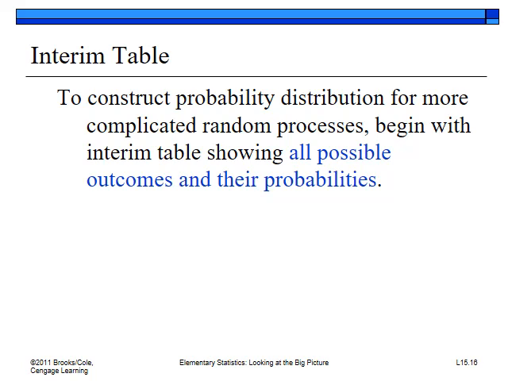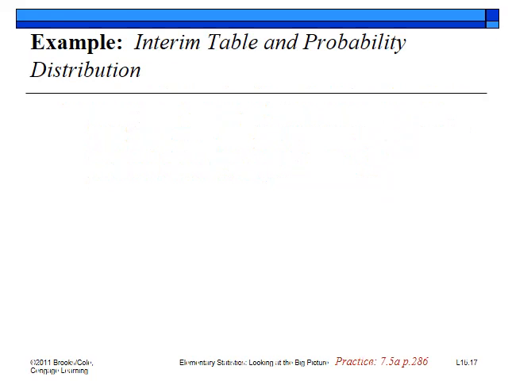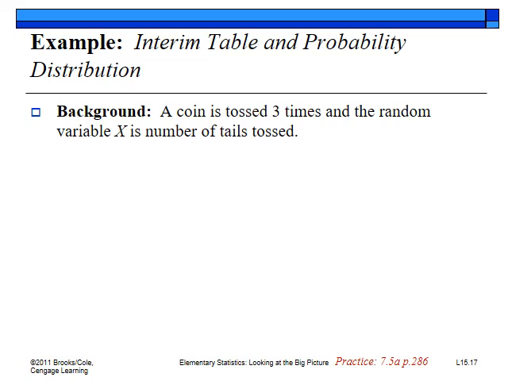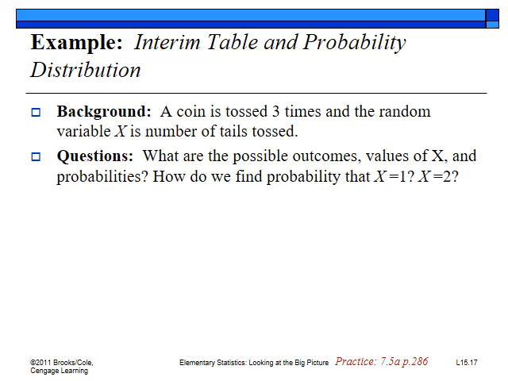For complicated processes, it's sometimes easier to break down the process into smaller, simpler bits and list the probabilities of each. We call this process creating an interim table. Let's look at an example of creating an interim table. Let's say that our random variable, x, is the number of tails we toss when the coin is tossed 3 times. What are the possible outcomes? What are the corresponding values of x? And what are the probabilities?